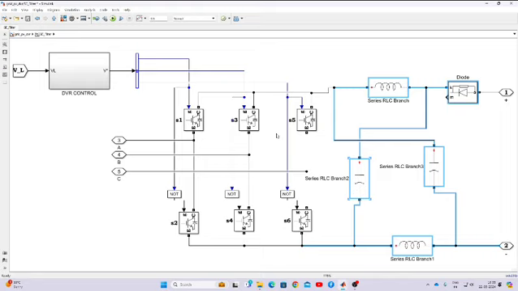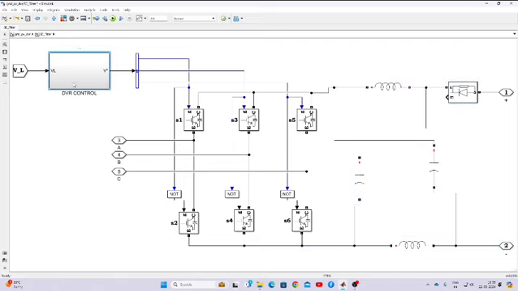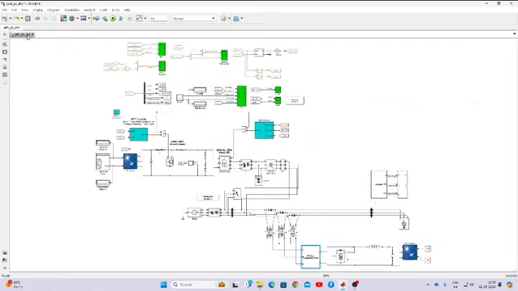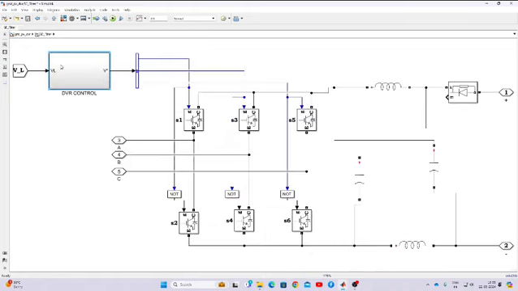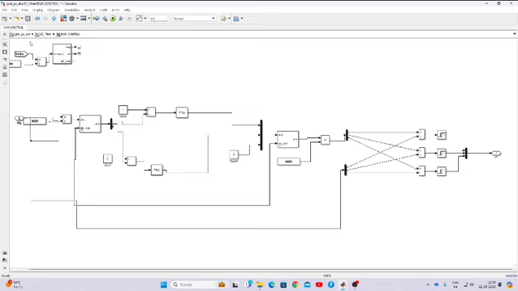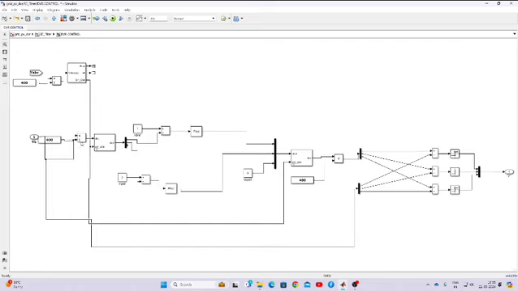The battery is connected to this Z source, and this Z source is connected to this inverter. Then this inverter is controlled by means of the DVR controller. Here we are measuring the load voltage. The load voltage, ABC voltage, is converted into DQ0, and then compared with the VD reference and VQ reference, and processed by a PI controller. This PI controller will generate the control signal.